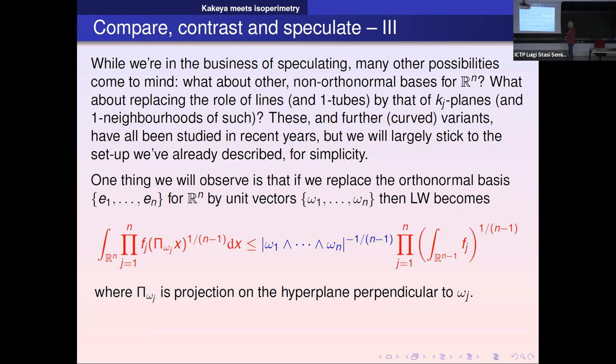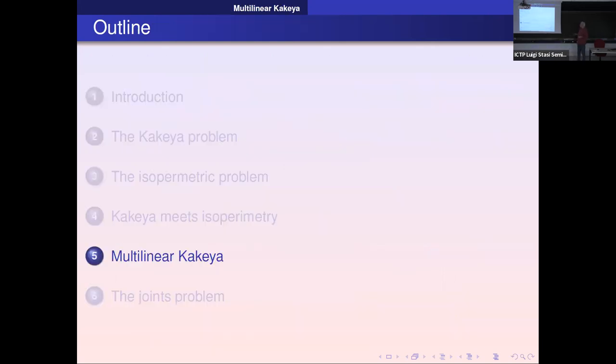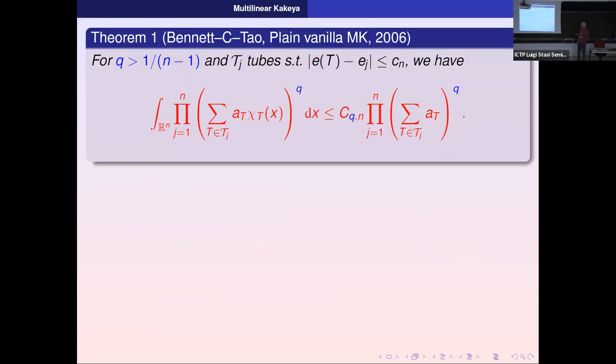And there's a corresponding version of the Kakeya inequality, the multilinear Kakeya inequality. If we're going to consider a more precise version of the multilinear Kakeya problem, we will have to take account of this. You can't avoid thinking about this to some extent, but this is just simple affine invariance considerations. Okay, what about multilinear Kakeya then?